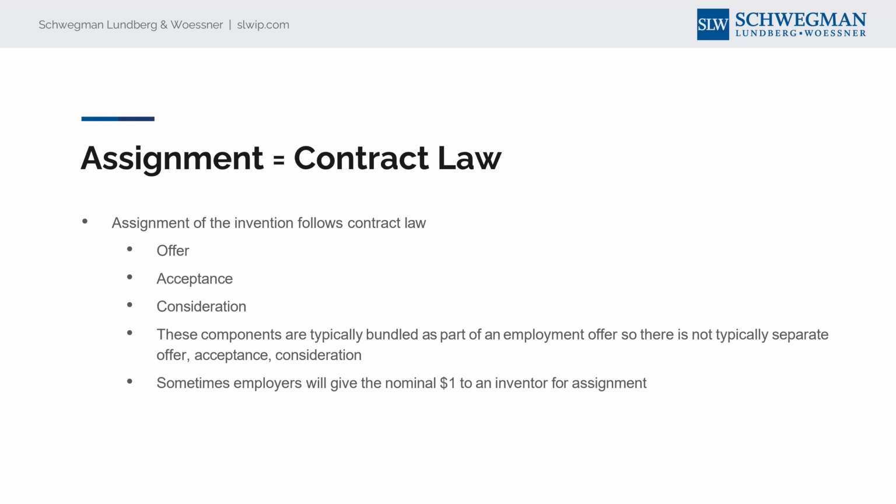An assignment, at its core, is really just contract law. To make an assignment is pretty easy. You just need to meet the big three: offer, acceptance, consideration. Again, typically these are part of an employment offer.